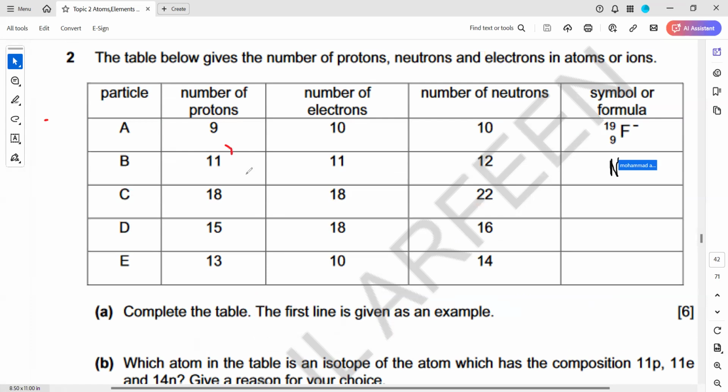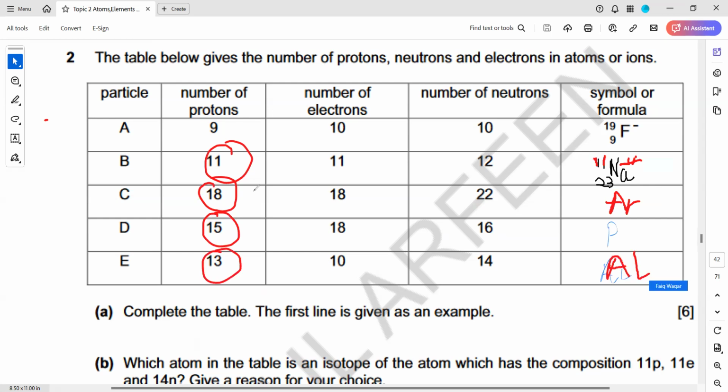Which element in the periodic table has a proton number 11? That is sodium. Good. First, we will write the symbol. Which element has a proton number 18? Later, we'll complete the charges and the nucleon numbers. Argon. Which element has a proton number 15? Phosphorus. And which element is 13?